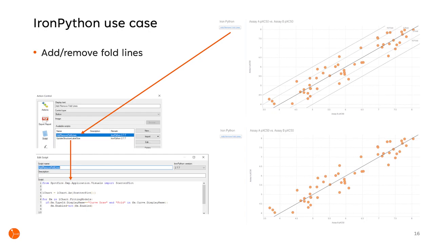What it does is, if the fold lines are enabled, disable them. If they're disabled, enable them. Really simple. So just click the button, the fold lines disappear. Click the button again, the fold lines appear. It's simple stuff, but yeah, adds a big impact for the users.